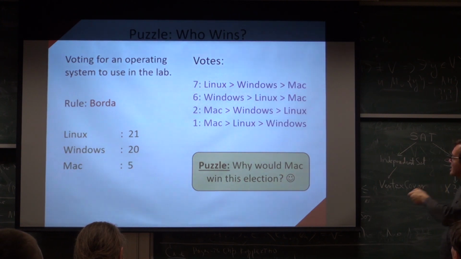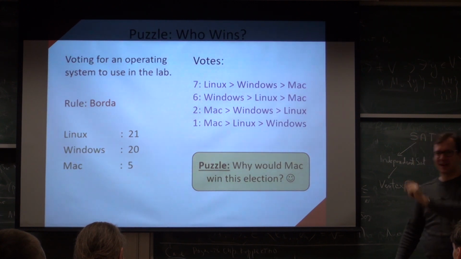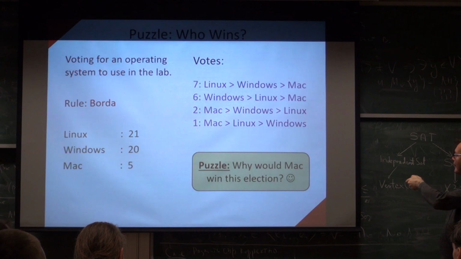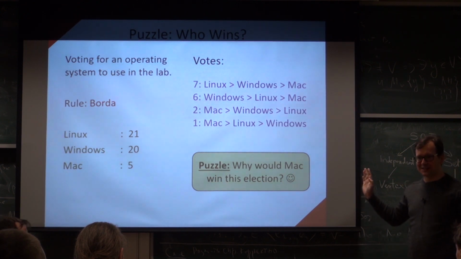So if you're a smart Windows voter, these Linux things, they win. No way. I'm putting Mac forward. I don't like it, but it's not winning. So I can move Mac a bit forward. I take 1 point away from Linux. I give 1 point to Mac, but Windows wins.